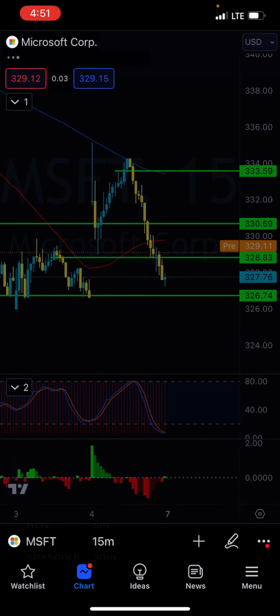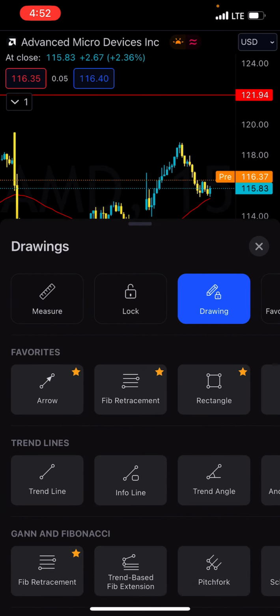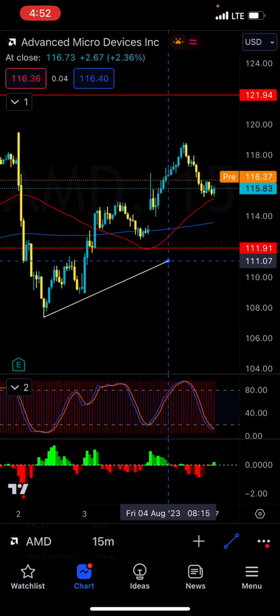And we'll do AMD just for some good grades and stuff. AMD is on an uptrend. It did not break its downtrend, so we'll go with this.